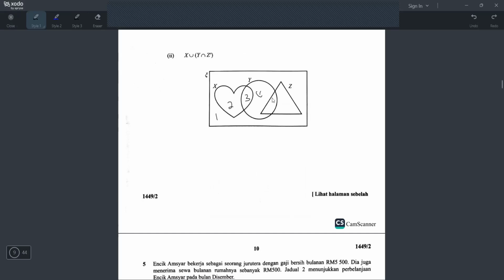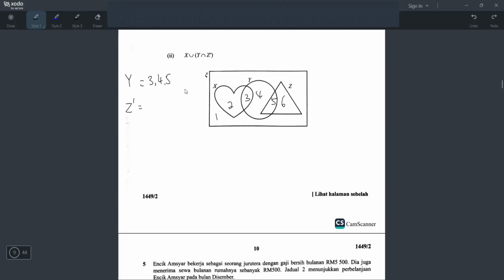1, 2, 3, 4, 5, 6. Okay, they put a bracket, which means I have to do the bracket first. So the bracket says Y intersect Z complement. What is Y? Y is the circle. So if you look carefully inside the circle, there is 3, 4, 5, right? So I will just write 3, 4, 5.